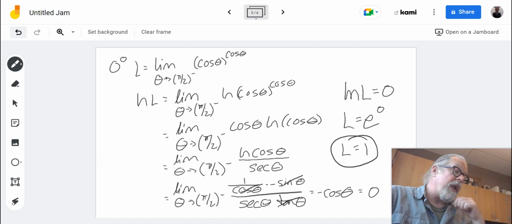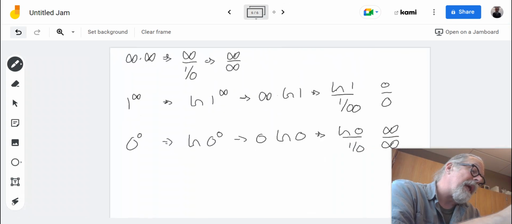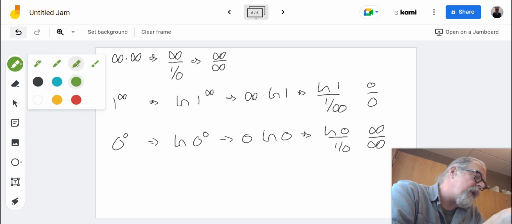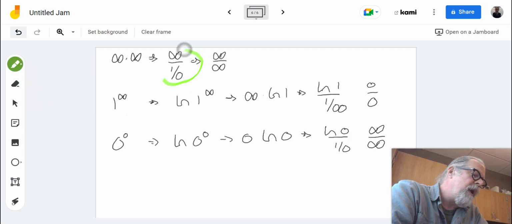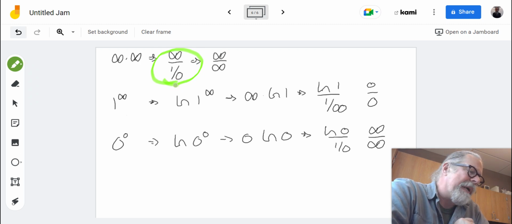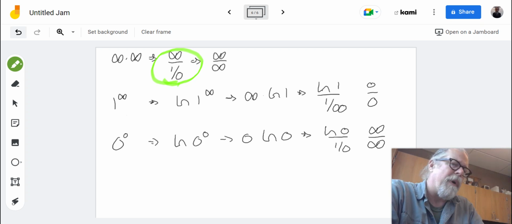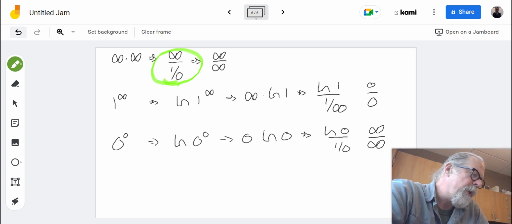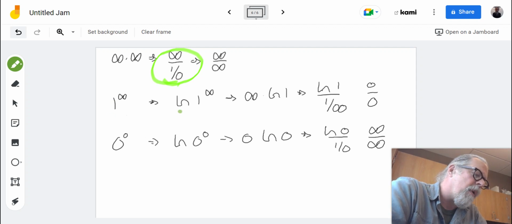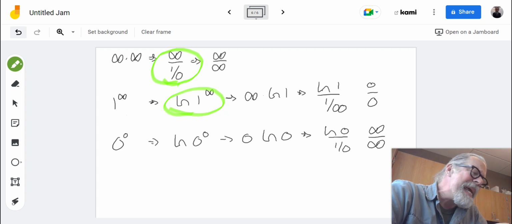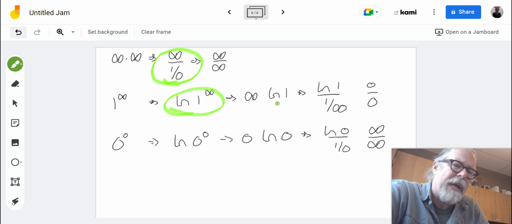All right, quick recap. What have we got? Where's my last slide? There it is. If I have infinity times infinity, I move one of them to the bottom so that this becomes infinity divided by 1 over 0. I take the reciprocal of one of my functions and put it on the bottom. If I have 1 to the power of infinity, I take the natural log and I can bring the infinity out front, and I get infinity times natural log of 1.